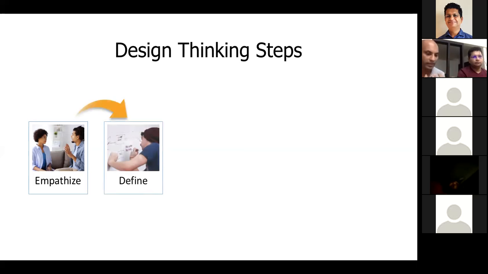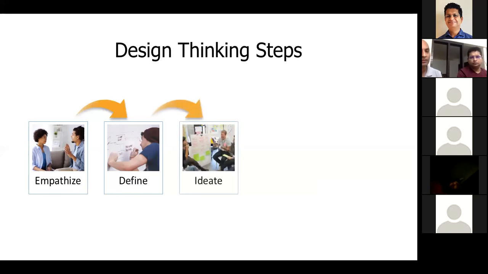From the data we have gathered by talking to people, interacting with them, we now start getting the idea of what really is the problem. What are those needs which really need to be addressed? So we define the problem. Once the problem is defined, we ideate.